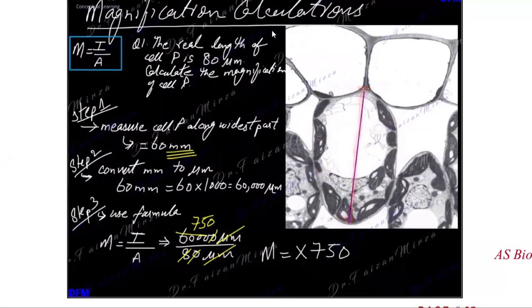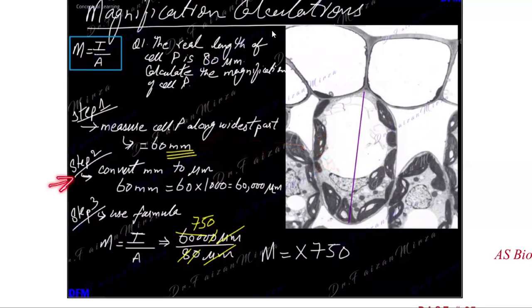In this case, this came out to be 6.0 centimeter. If this was 6.0 centimeter, I'll write it as 60 millimeter. What have I done? I just multiplied it by 10, because 6 centimeter can be converted to millimeter by multiplying by 10. Step 1 done.